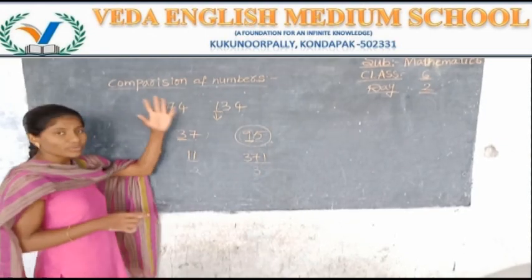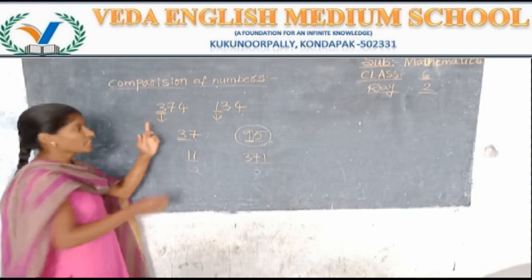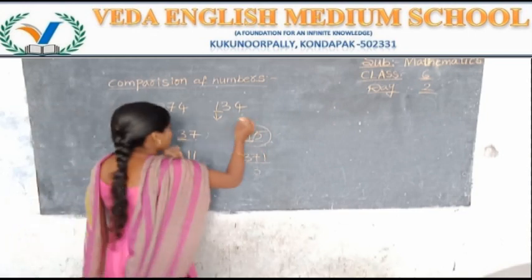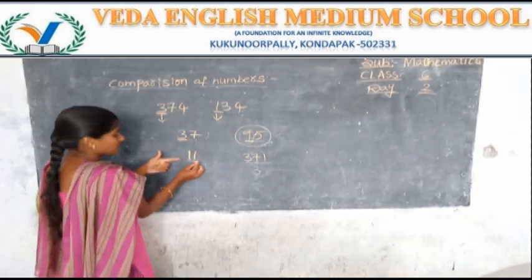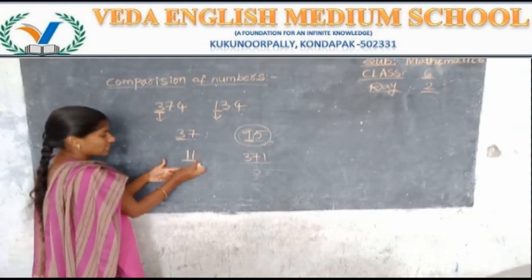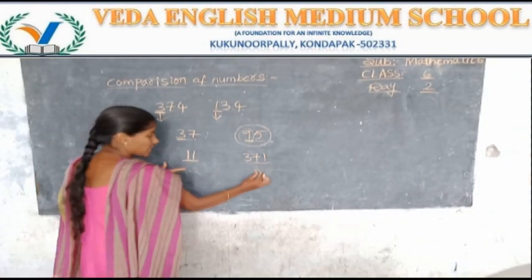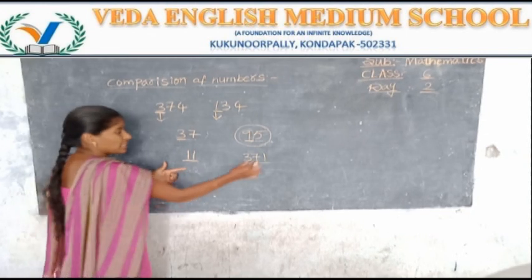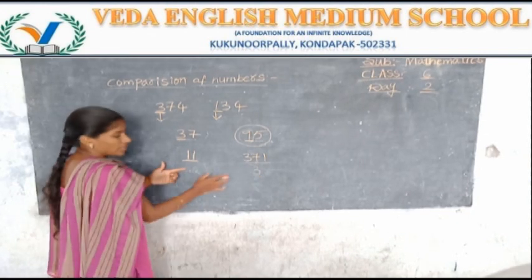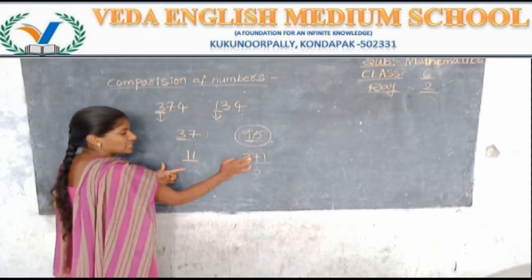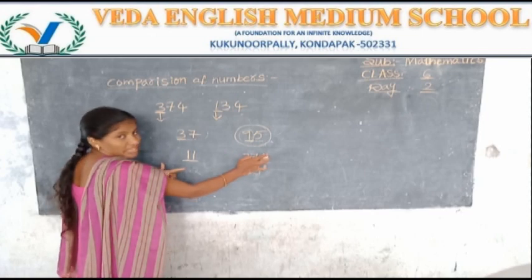First of all you have to count the digits. If the digits are equal, then you have to compare the first numbers. Here we have 2 digits, here we have 3 digits. That means it is a 2 digit number, it is a 3 digit number. Now 3 digits is the greatest, so that's why 371 is the greatest number.